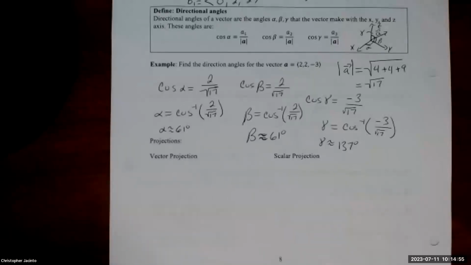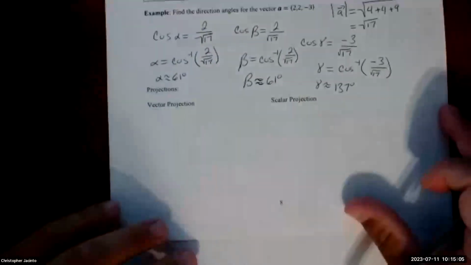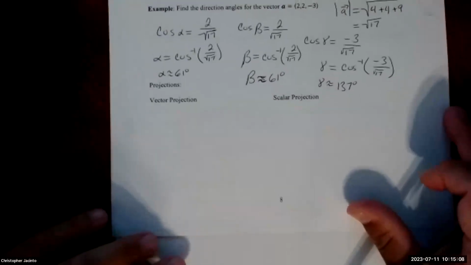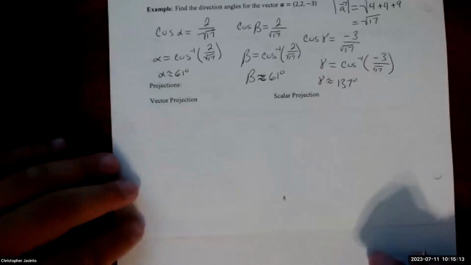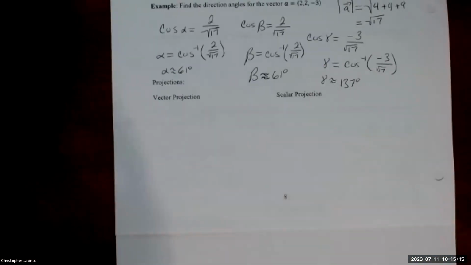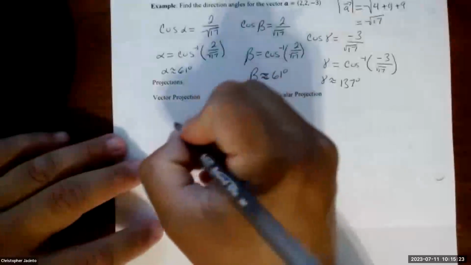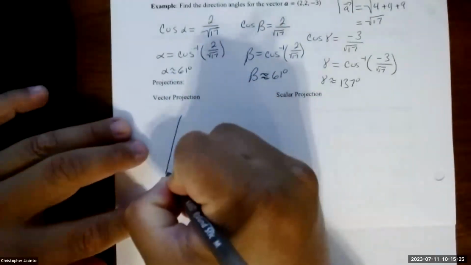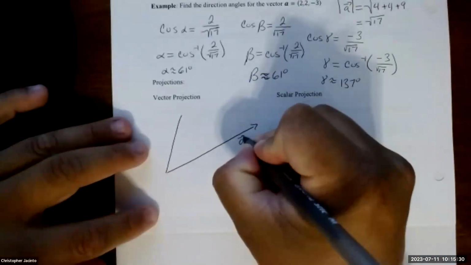To finish up this section, we go over 2 types of projections: something called a vector projection and a scalar projection. The funny thing is, if you look at the pictures themselves, you see what the actual difference between them is, but there's actually a big difference. Just a fun little fact there. Let's suppose I have these 2 vectors here, vector A and then vector B.